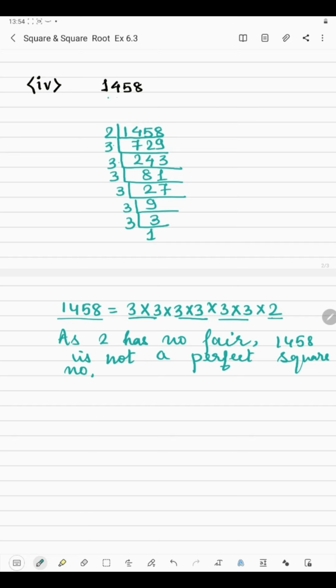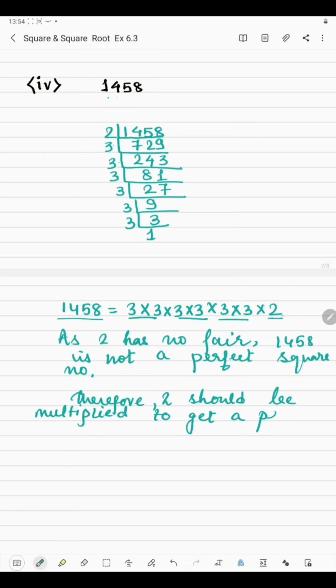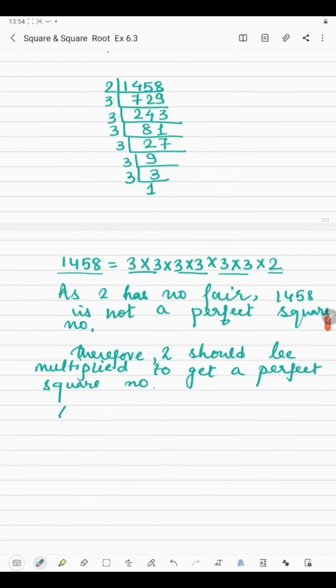Okay, so therefore if we take one more 2, then we will get a pair. So we'll write therefore 2 should be multiplied to get a perfect square number. Okay, so we will multiply 2 on both the sides.